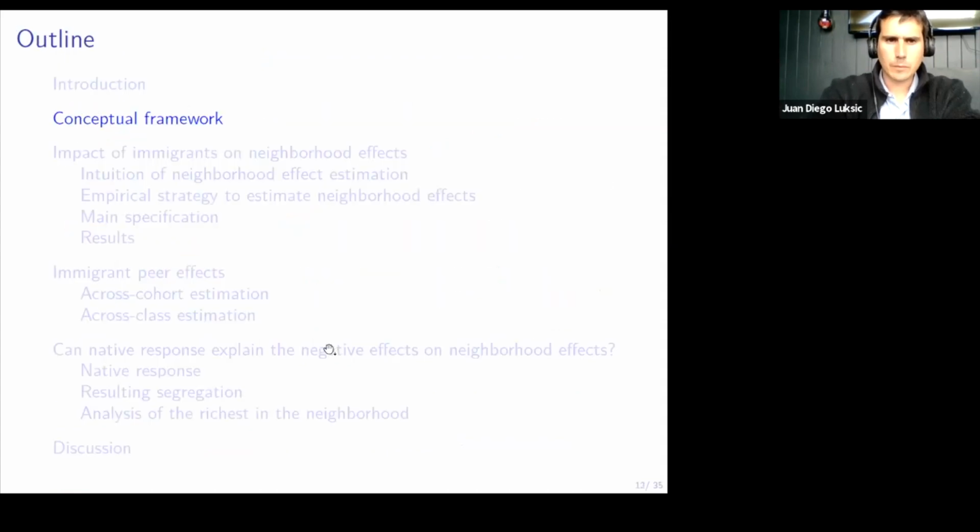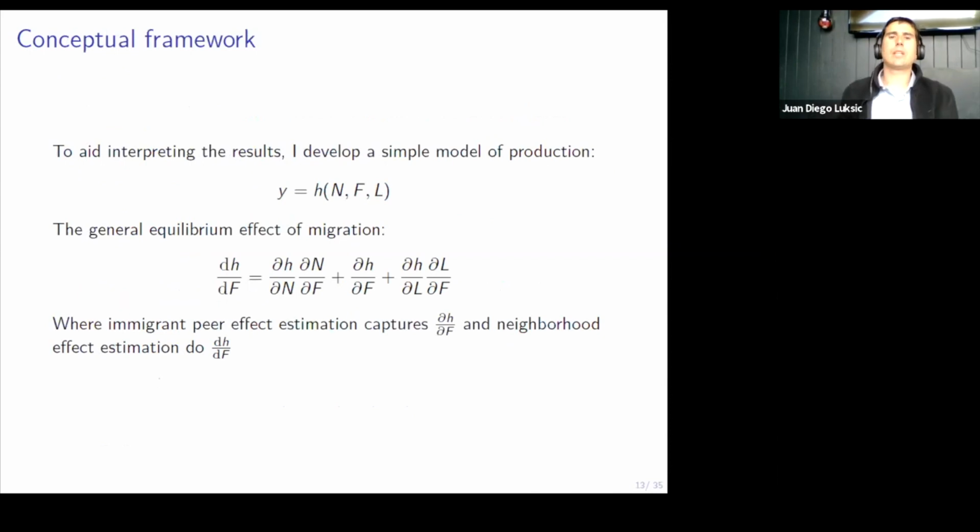So now about the conceptual framework, as I was telling you, I would like to show you how I think about this and my results. We can start with a very simple model where Y is the outcome of a student. We can talk of test scores. N is the level of native peers. F is foreign peers. And L is local institution.